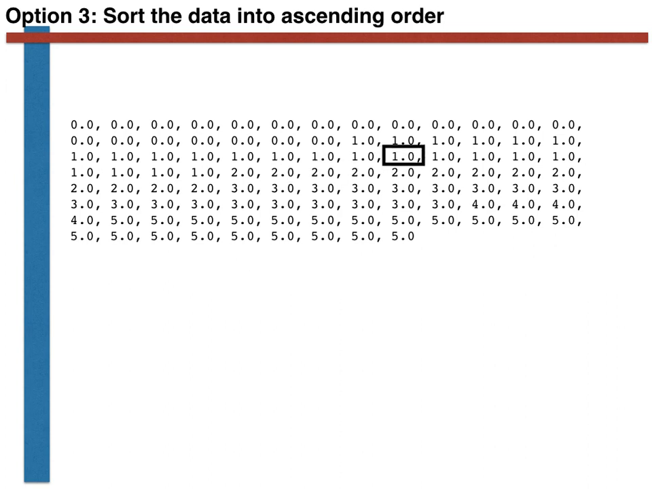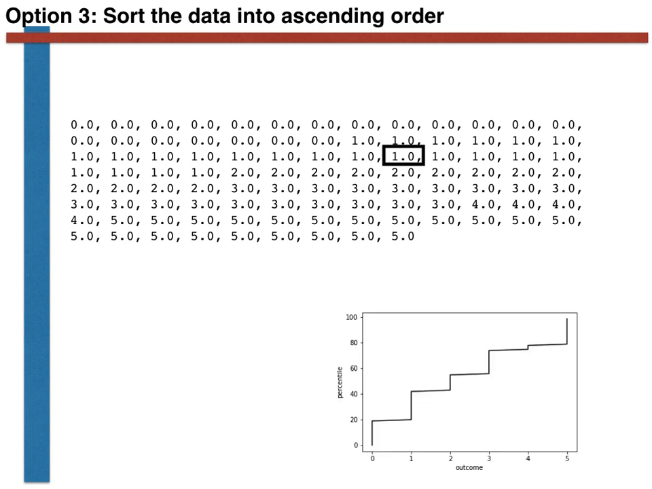Alternatively, if we take the 25th value, we can say that 25% of the data points are less than or equal to the value here, 1. We can even draw a graph like the one shown here that has the index in the sorted list on the y-axis and the outcome on the x-axis.